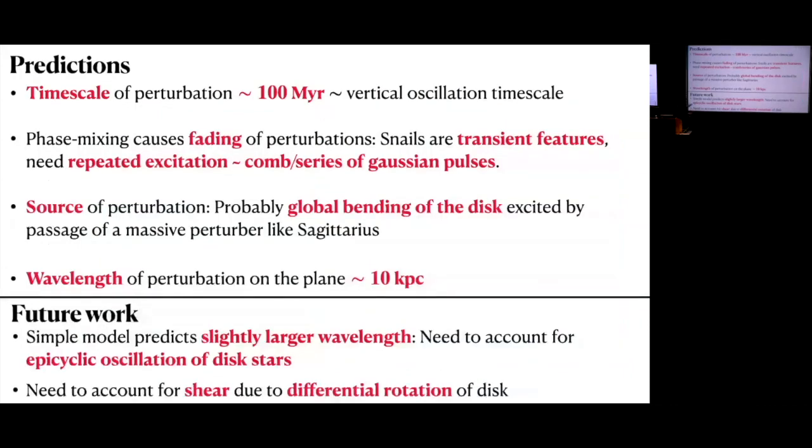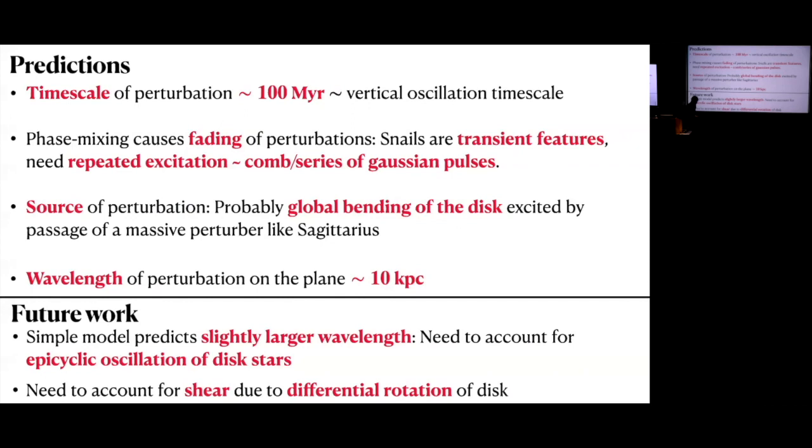So these are the basic predictions. We have a 100 mega-year perturbation time scale probably. And the phase mixing causes a fading of the perturbation. And so the snails are probably transient features. They're not going to stay there for a very long time. So we need a repeated excitation, which can be modeled by multiple Gaussian pulses in the simplest picture.